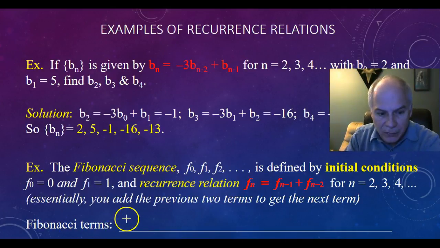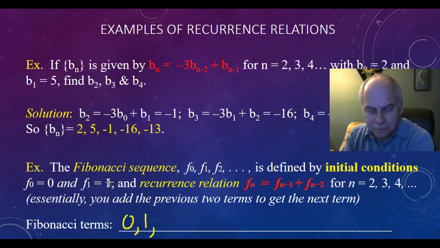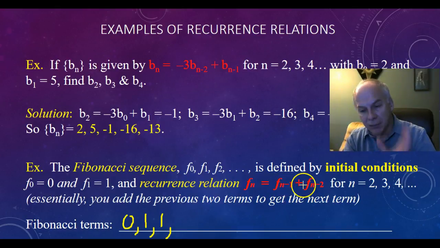So the first terms are 0 and 1. We already know that from the given, 0 and 1. Now, the next term is going to be the sum of those terms. So 0 plus 1 is 1. So the next term is 1. So that's F2. Now F3, we take the previous 2 terms and add them. So I add 1 and 1, and that makes 2.